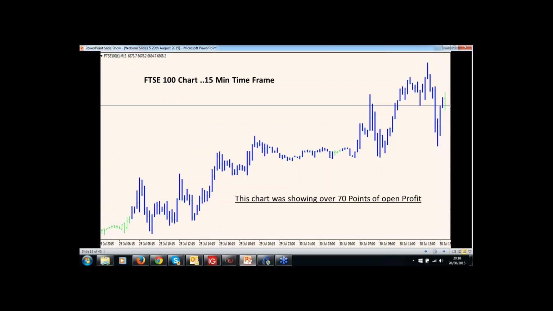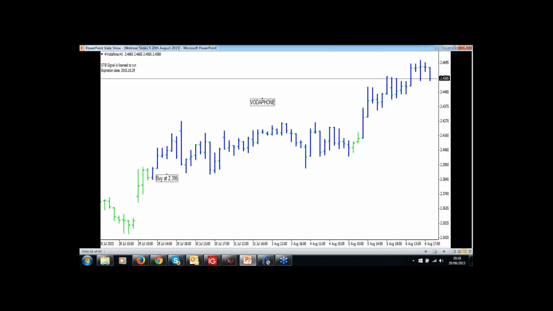Now let's look at another chart. And this particular chart is on Vodafone. And the reason I'm showing the different charts and the different instruments is because our indicator is versatile in as much that it works on any financial instrument. Providing there's buying and selling pressures within that instrument, the indicator will work, and it will work exceptionally well.